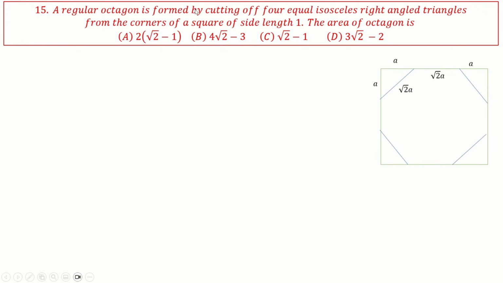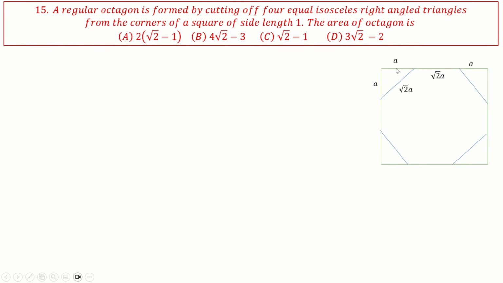A regular octagon is formed by cutting off 4 equal isosceles right angle triangles from the corners of a square of length 1. The area of the octagon is how much? This is a regular octagon, which means all sides are the same. We need to find the area of this one, which means we know the area of the square, which is 1 into 1 because the side is 1. Minus the cut-off: a square by 2, a square by 2, a square by 2, a square by 2. What is this here?